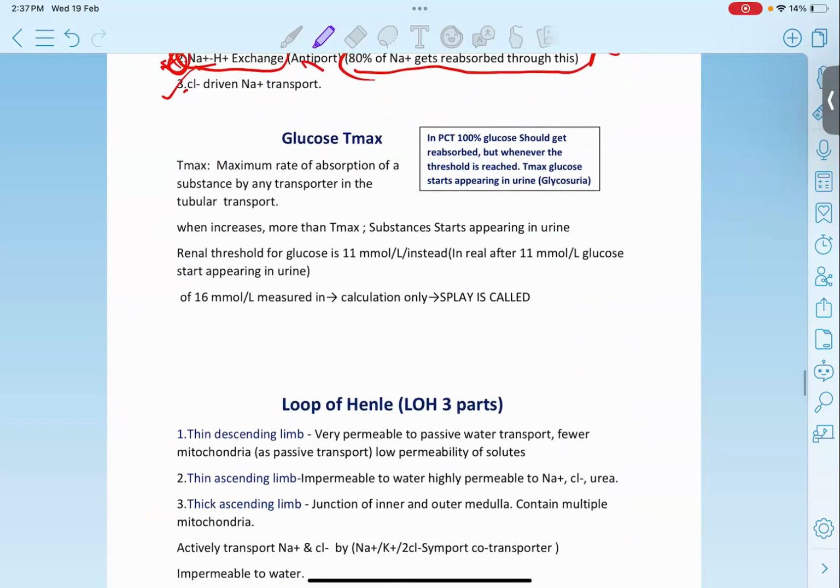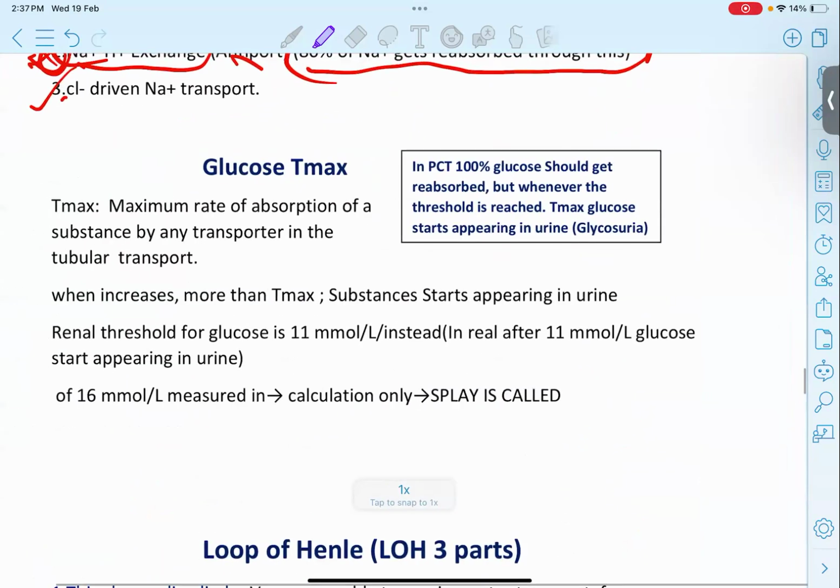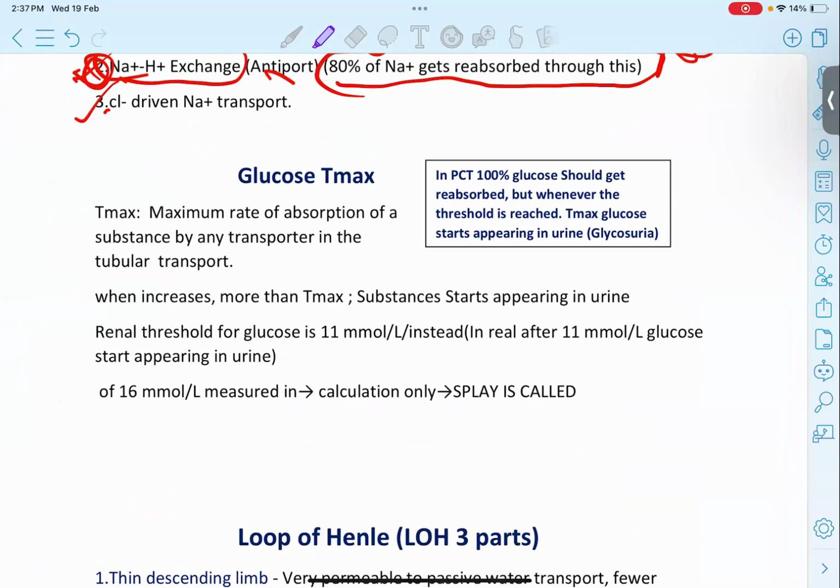To understand that, you need to understand glucose Tmax. What is glucose Tmax? Tmax is the maximum rate of absorption of a substance by any transporter in tubular transport. That means in the PCT, 100% of glucose should get reabsorbed. But that is for a normal individual who has normal blood sugar. If someone has an excessive amount of blood sugar, like an uncontrolled diabetic patient, we find glucose in the urine. We call it glycosuria.